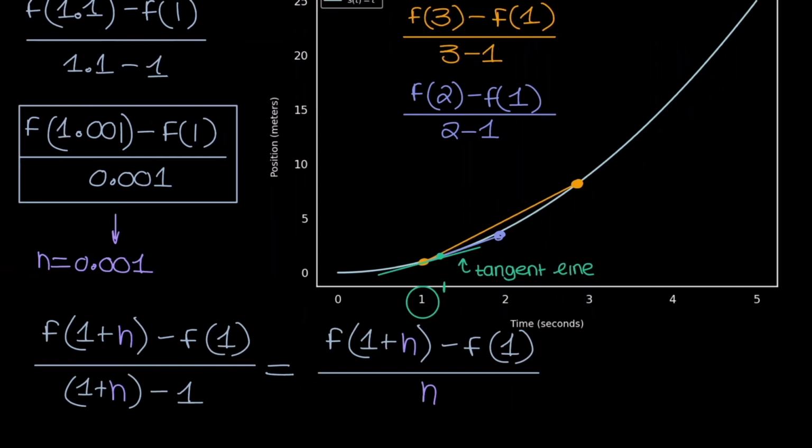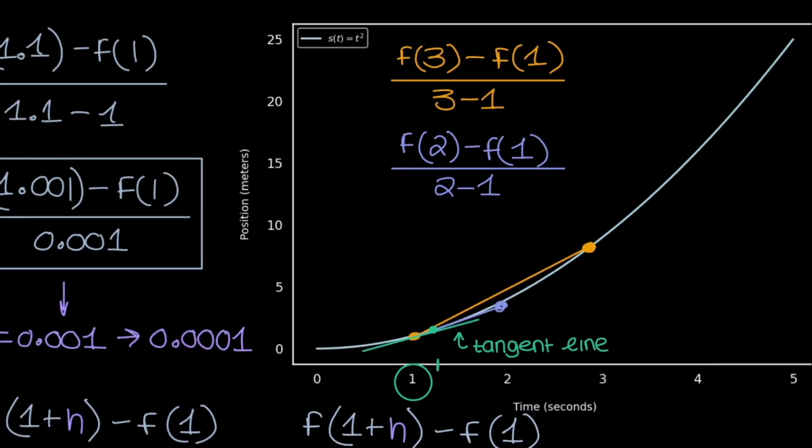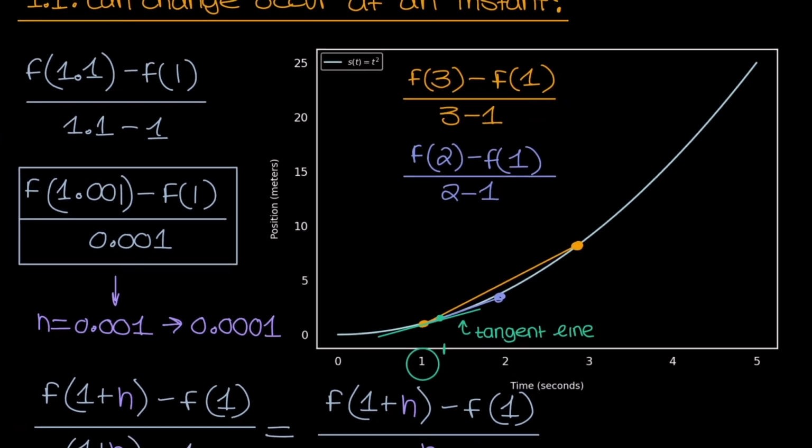If h is equal to 0.01, that keeps me really, really close. But what if I was to reduce this? I can make this 0.0001, and now my difference is even smaller, smaller, smaller. Like I am basically touching my original point.